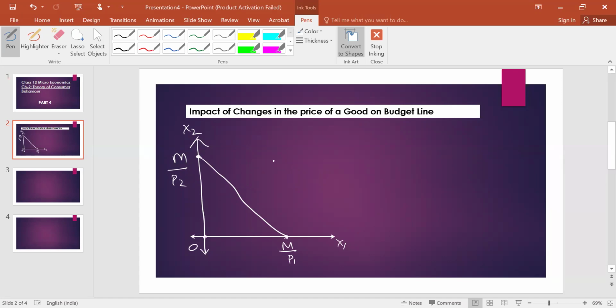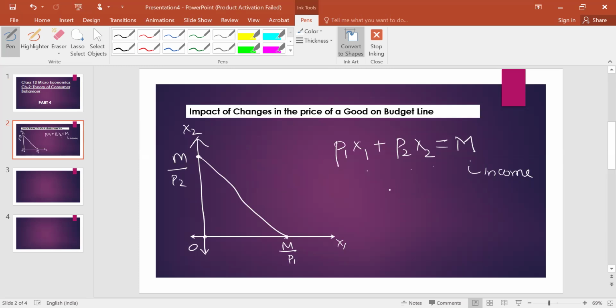Now, what is the equation of the budget line? My equation is P1 X1 plus P2 X2 is equal to M, where P1 is the price of good 1, X1 is the quantity of good 1, P2 is the price of good 2, X2 is the quantity of good 2, and M is the income. All right.